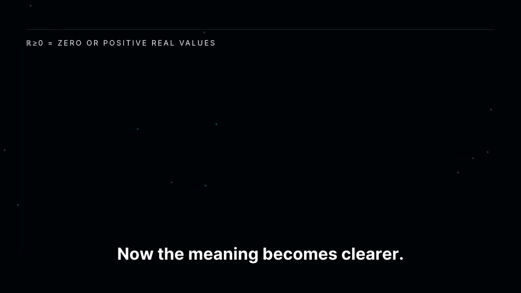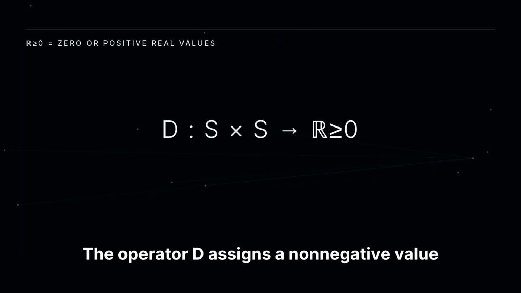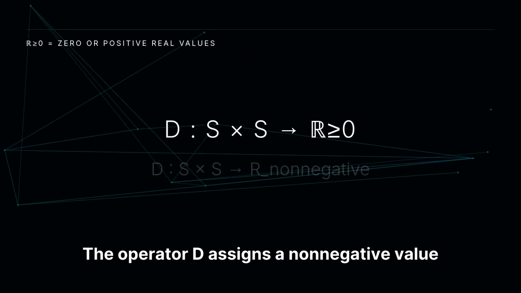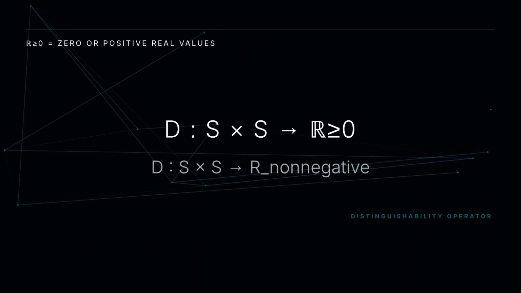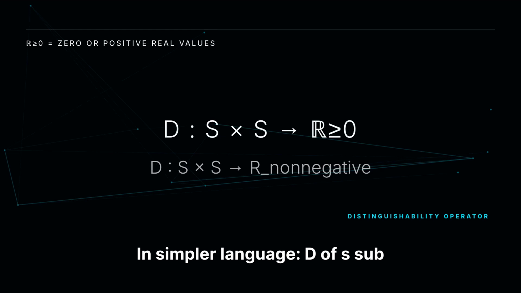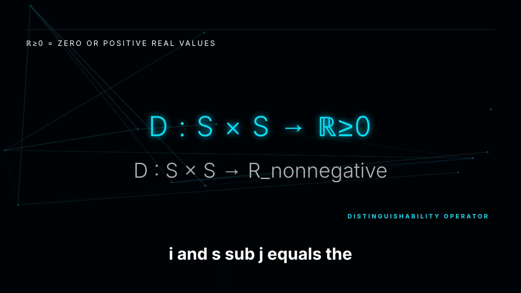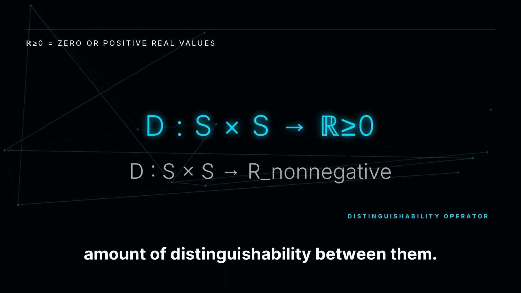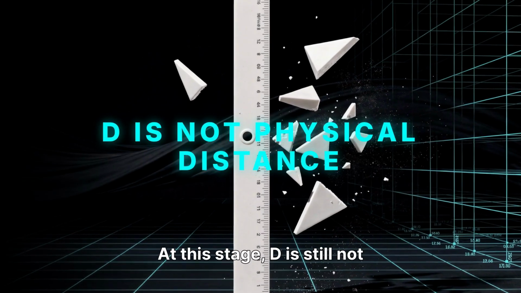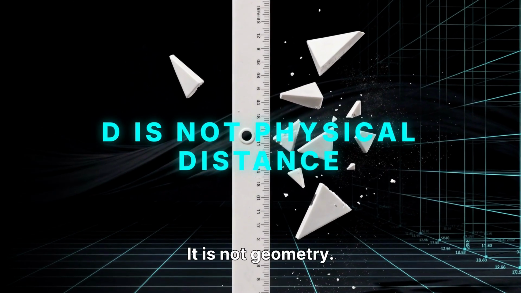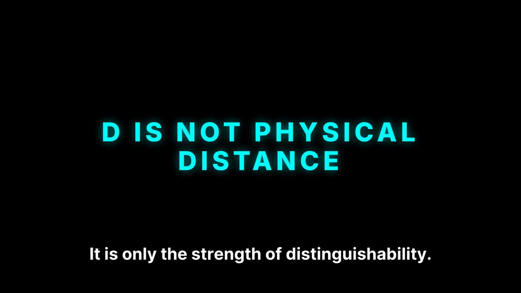Now the meaning becomes clearer. The operator D assigns a non-negative value to every pair of possible states. In simpler language, D of S sub i and S sub j equals the amount of distinguishability between them. At this stage, D is still not physical distance, it is not geometry, it is only the strength of distinguishability.